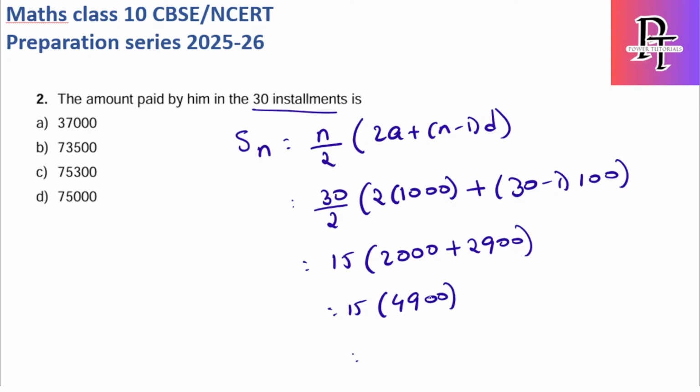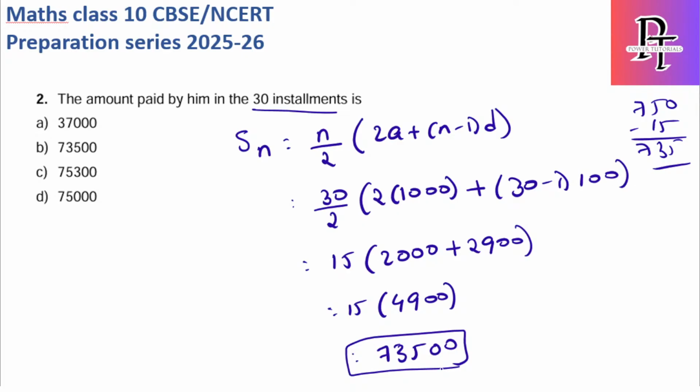So simply I will do 15 into 5 is 75, 750 minus 15, so this comes to 735. So it will be 73,500. I just multiplied 15 into 5, which is 750, and then subtracted 15, so that I simply get 15 into 49. Hence the value here is 73,500.